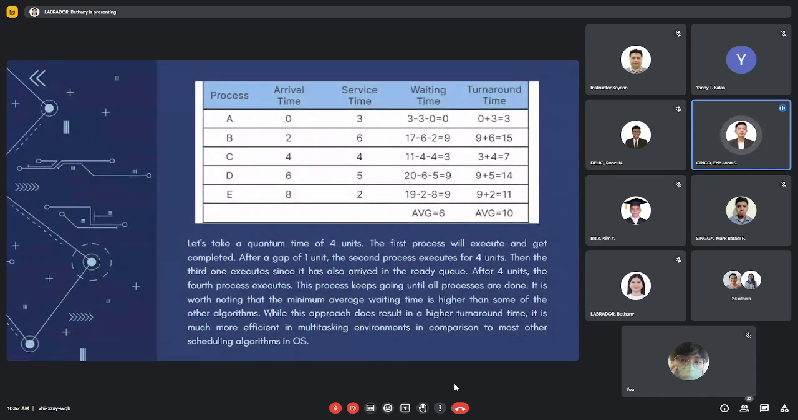This is the same as the previous process. To get the waiting time, it is completion time minus burst time minus arrival time. And for turnaround time, it is waiting time plus burst time. Then after you get the values of waiting time and turnaround time, you add them up and get the average of each. And that's all.